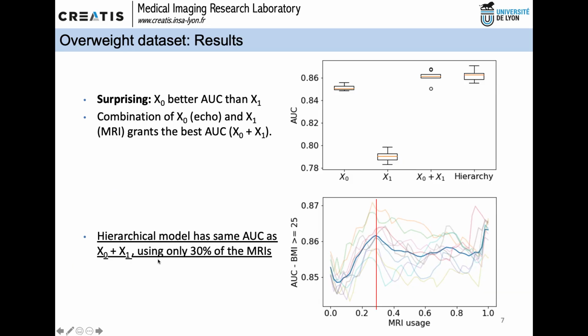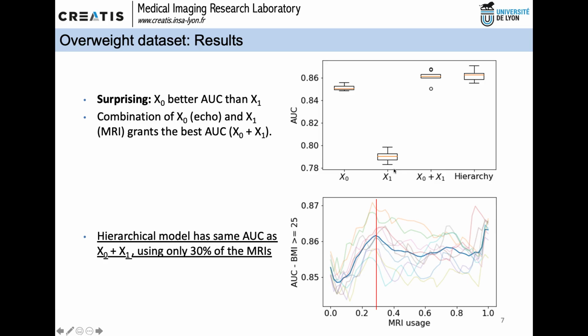The first result will be to apply the classification model with different data. For instance, here we have X0, the echocardiography, X1, the MRI, X0 plus X1, which is all the echocardiographies and MRIs, and our hierarchical data, which will consist in some cases of echocardiography and in some other cases of echocardiography and MRI. A surprising result is that the echocardiography outperforms MRI.